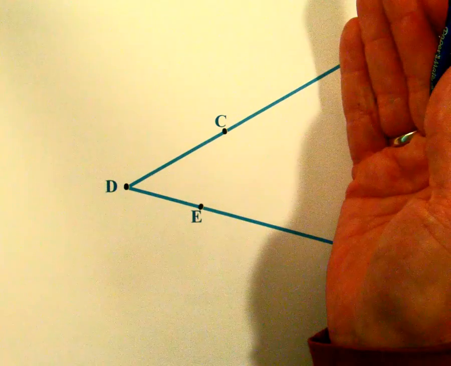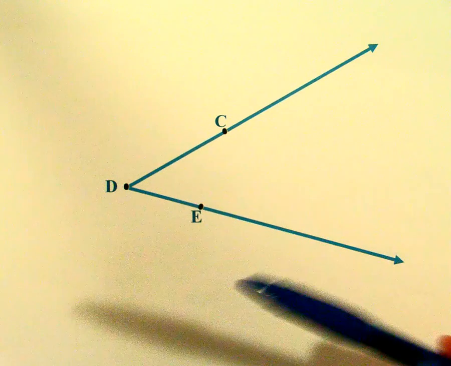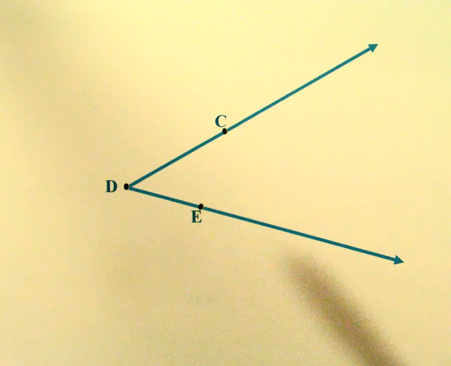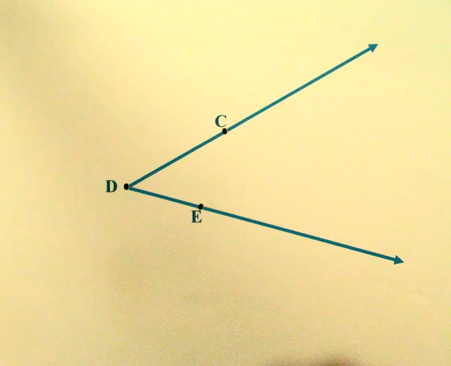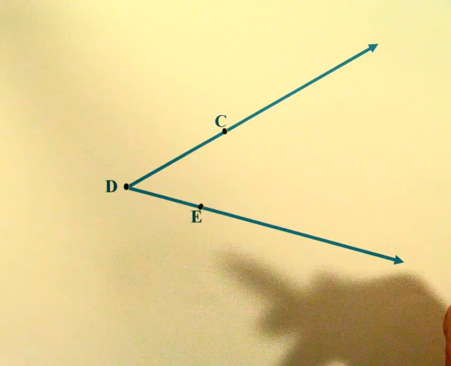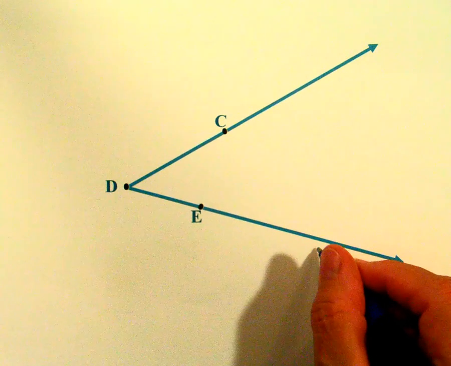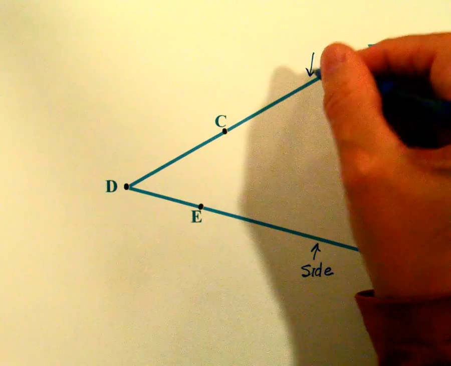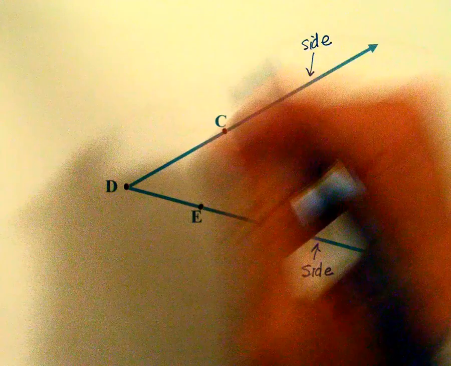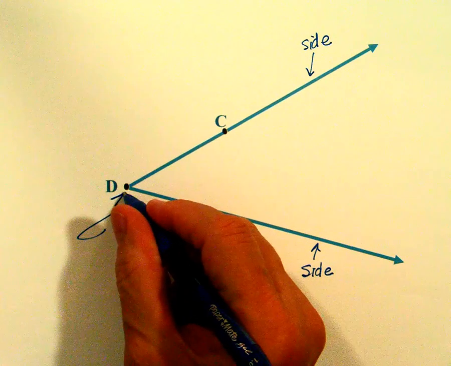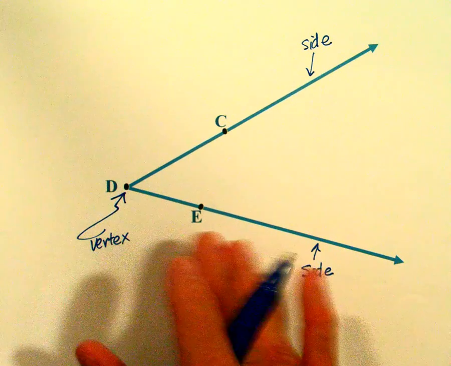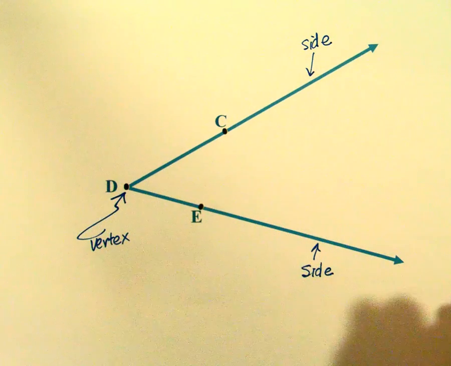It doesn't just stop right here unless part of it is a line segment, like in a triangle or something. So how are we going to talk about this? We can talk about the sides of the angle. This is a side. This also is a side. And here is the vertex. So the point is called the vertex, and each of the two rays, the parts of them, are called the sides.